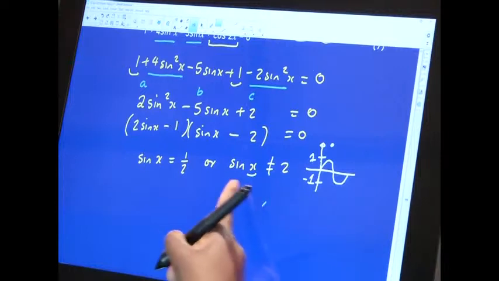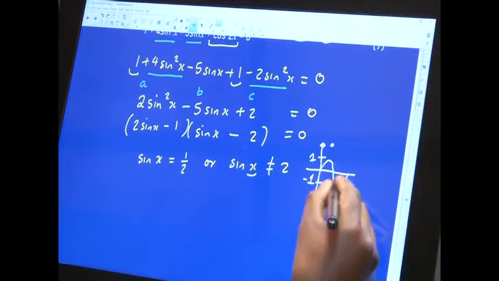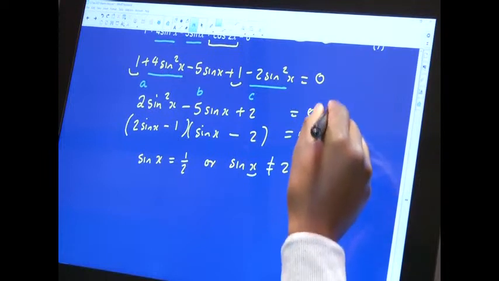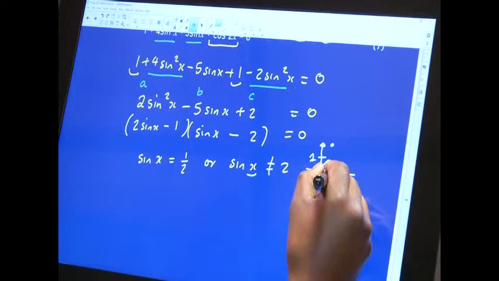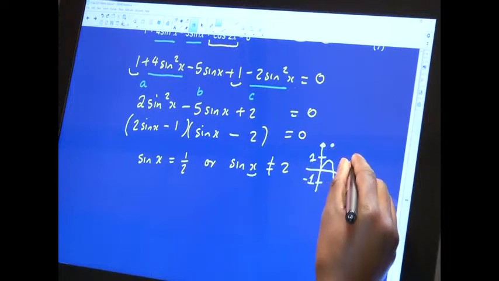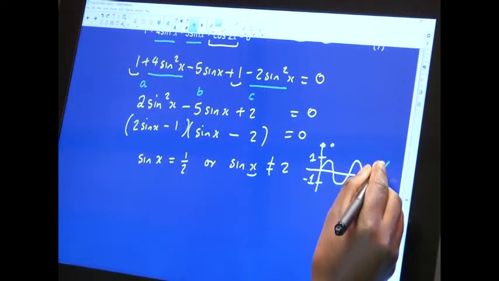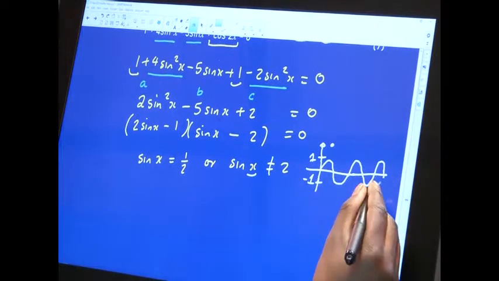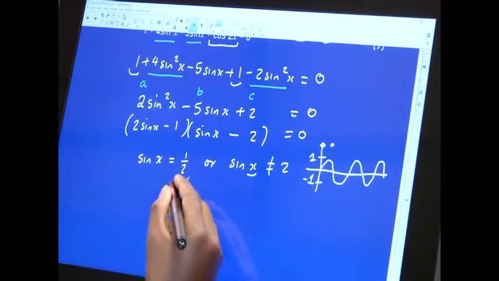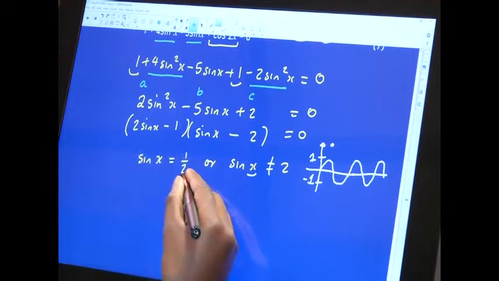So that's why we're saying sine x can't be 2, because the sine graph doesn't get to a value of 2. It's too high. It only peaks between 1 and negative 1. And it doesn't matter how far you take it. You can take it forever and ever until the second coming. It will always play between positive 1 and negative 1. Okay, so that means our solution is only going to come from the first factor.